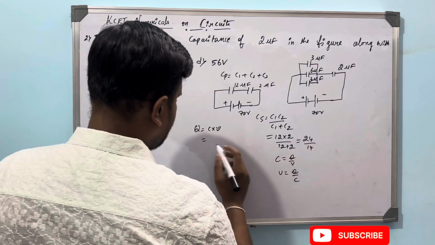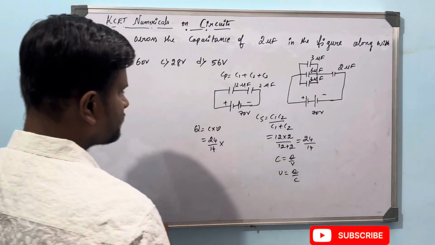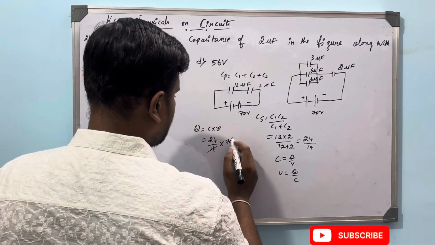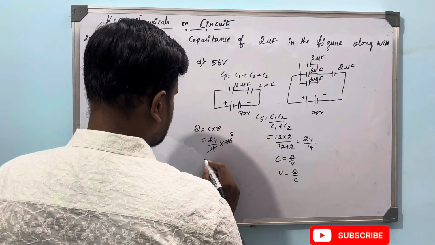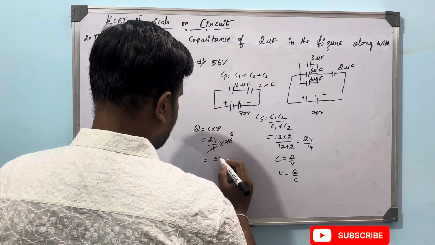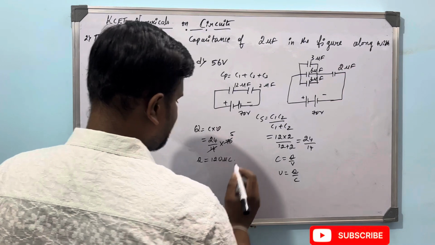So Q value, we got 24 divided by 14 into V value, they have given 70 here. So 14 ones are 14, 5 fours are... okay, see here, 24 5s are 120. So Q becomes 120 microcoulomb.